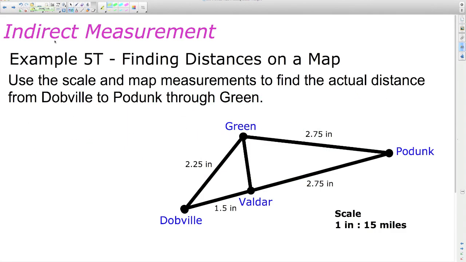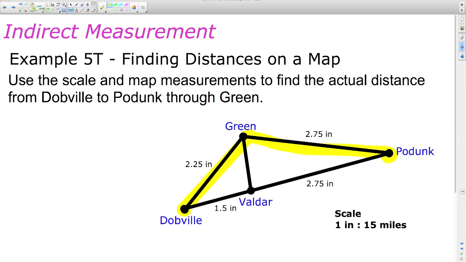In example 5T, we're going to continue our work with indirect measurement and solve a multi-step problem finding distances on a map. Now, this problem can be done in 2 steps or it can be done in 3 steps. I'm going to show you how to do it in 2. Use the scale and map measurements to find the actual distance from Dobville to Podunk through Green. Key thing here is we want to go from Dobville to Podunk, but we have to go through Green. So we have to go up here, and then we can go down here.